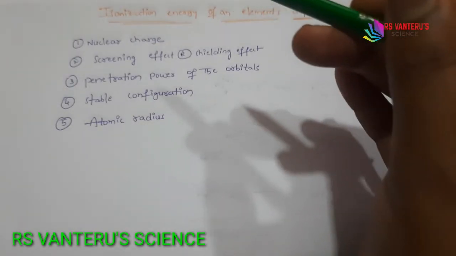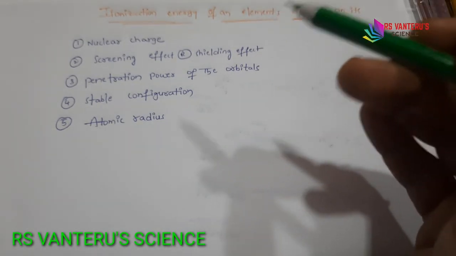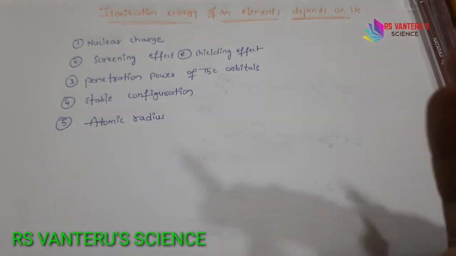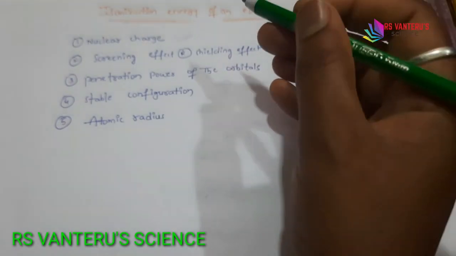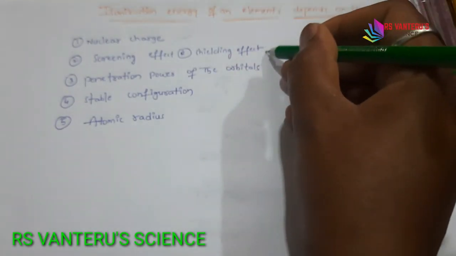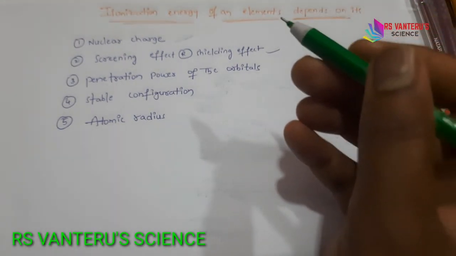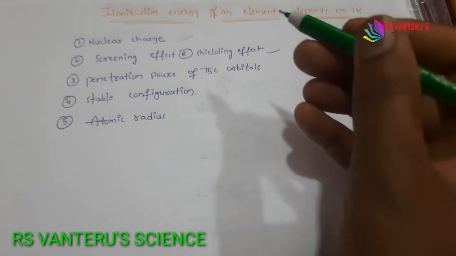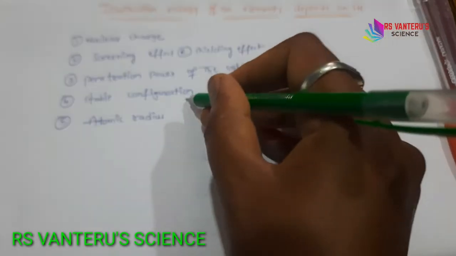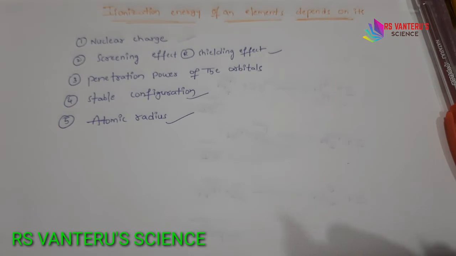Ionization energy depends on what factors? Five types of factors influence the ionization energy as seen here. First one, nuclear charge. Second one, screening effect or shielding effect. Third one, penetration power of the orbitals. Fourth one, stable configuration. And fifth one, atomic radius. All these factors influence the ionization energy.